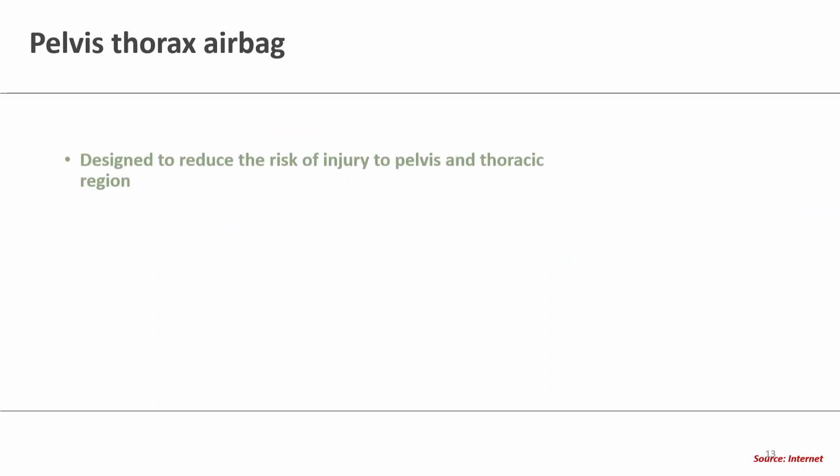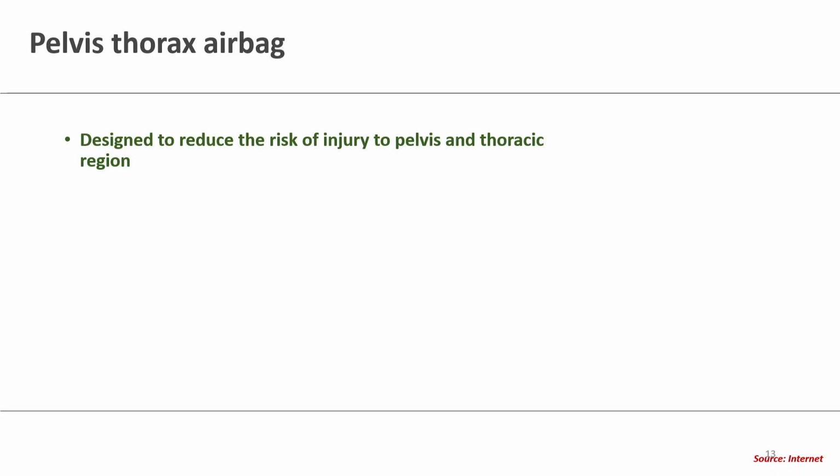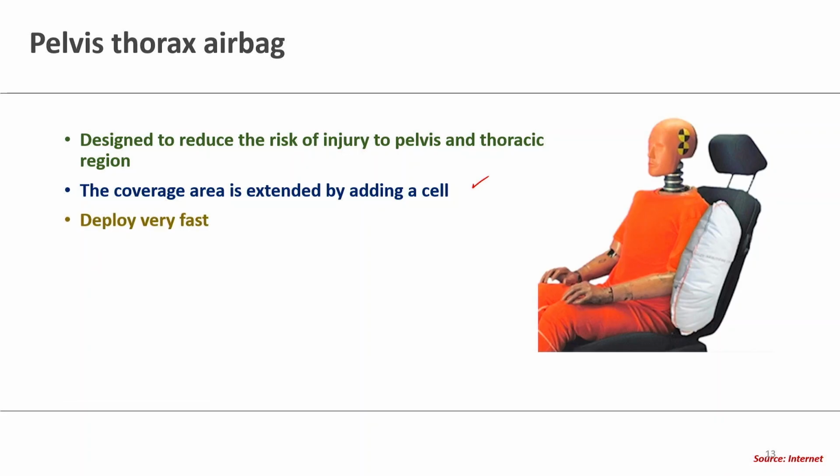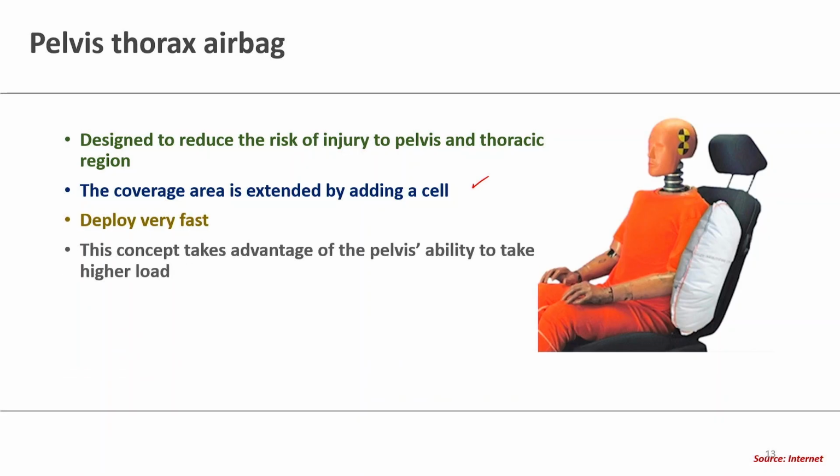The pelvis thorax airbag is designed to reduce the risk of injury to the pelvic thorax region. This type of airbag is used. The coverage area is extended by adding a cell that we can extend and deploy very fast. This concept takes advantage of the pelvis's ability to take higher load.